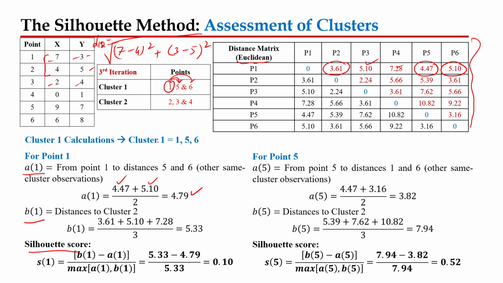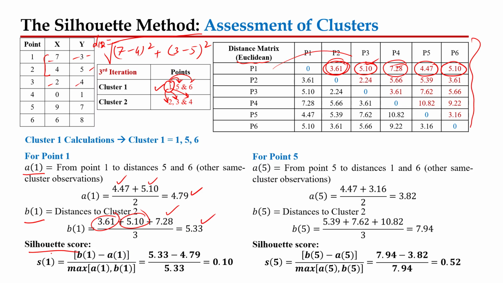In order to calculate B1, we take the distance from observation 1 to the first observation, second observation, and third observation of the second cluster. That means the distances between 1 and 2, 1 and 3, and 1 and 4. The 1 and 2 distance is 3.61, then 1 and 3 is 5.10, and then 1 and 6 is 7.28. Because we have three distances, we divide by 3 to get the average distance.